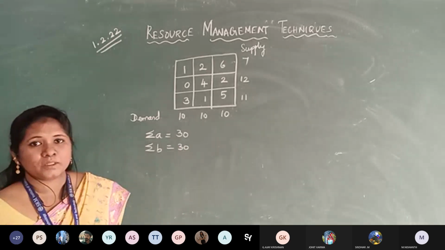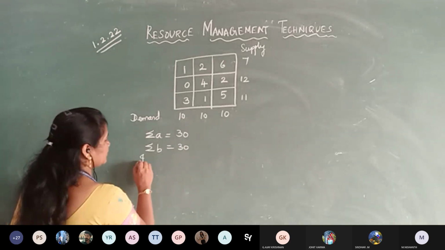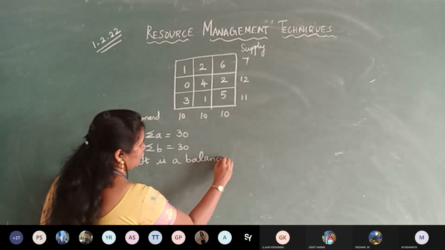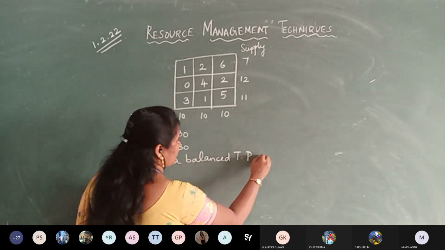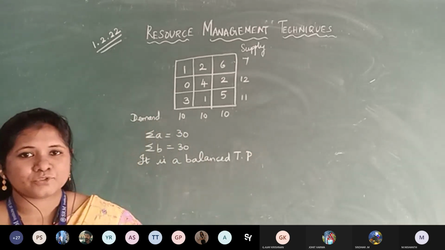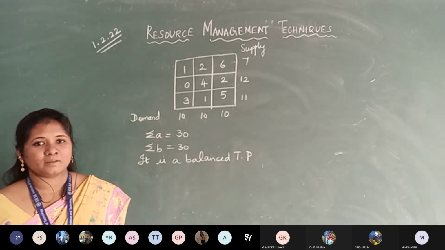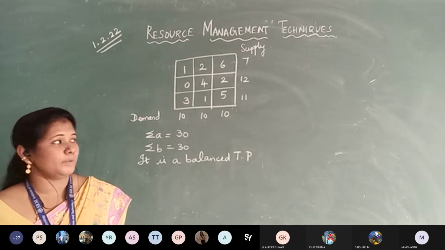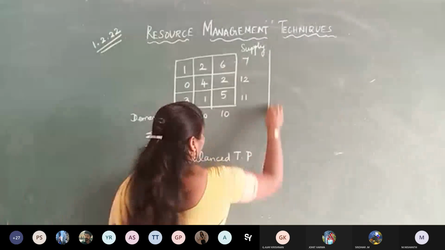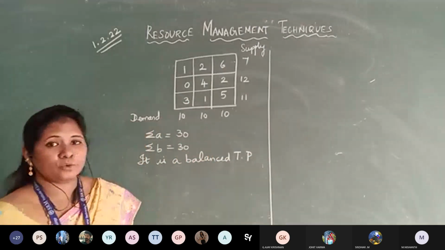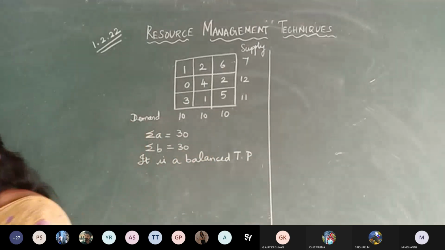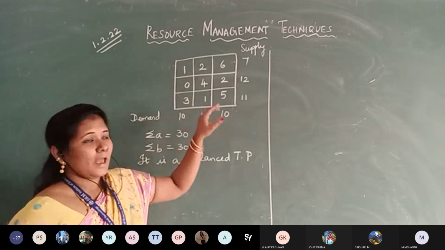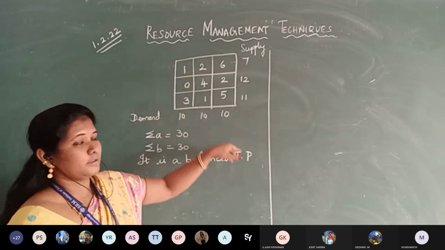Since they are both equal, what do you imply? It is a balanced transportation problem. You have to write this, then only you can continue with the problem. First you have to see whether your supply and demand are equal. If they are equal, write that it is a balanced transportation problem. Then you have to see how many rows and how many columns there are. Here there are 3 rows and 3 columns.